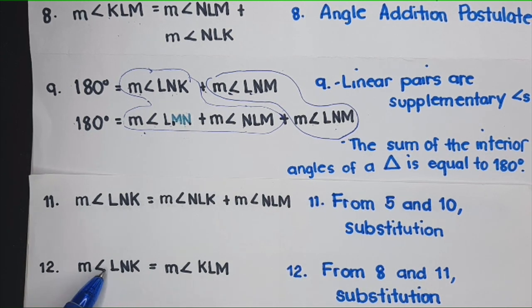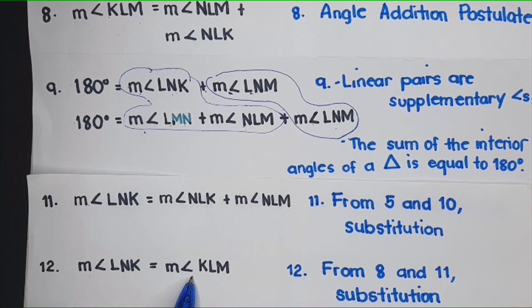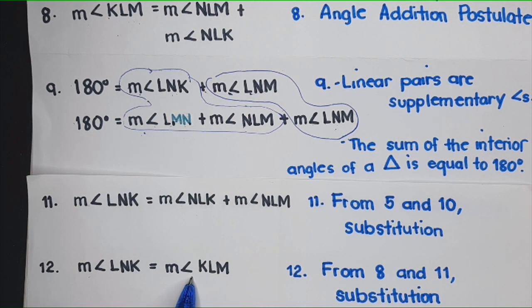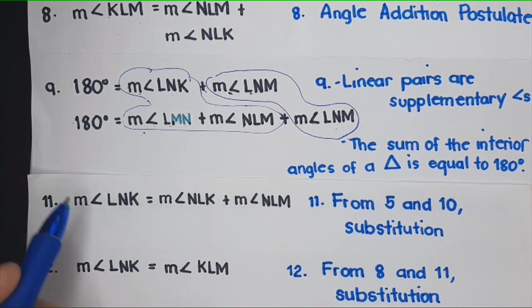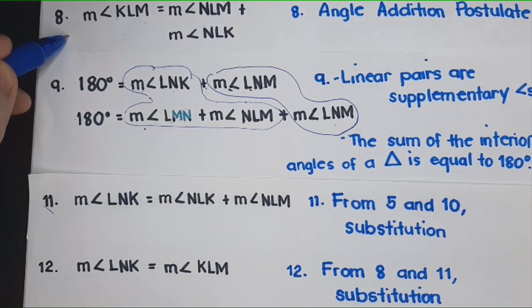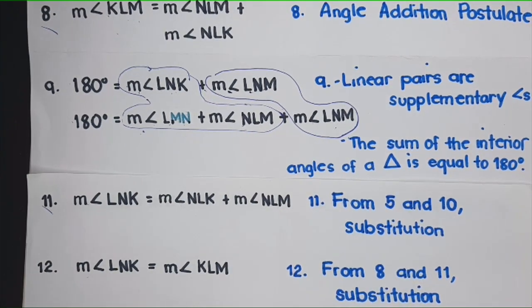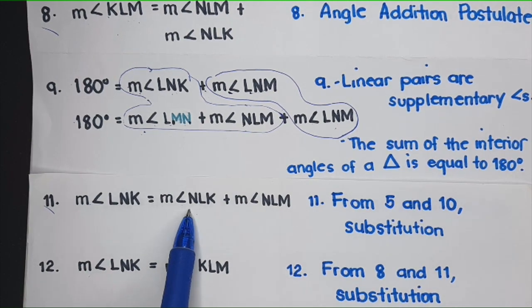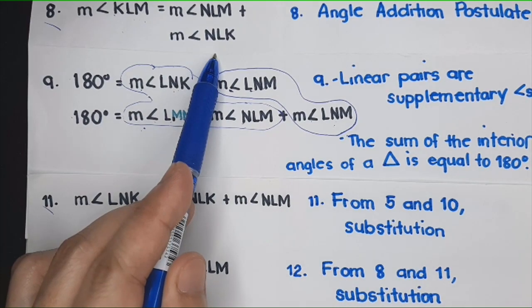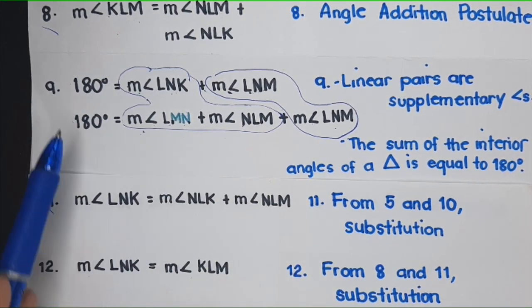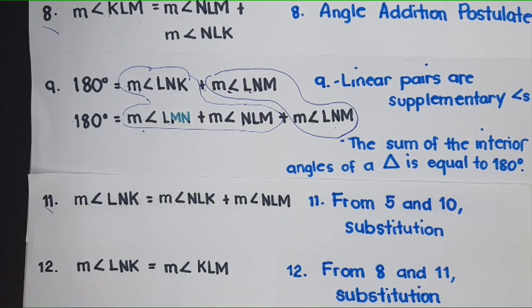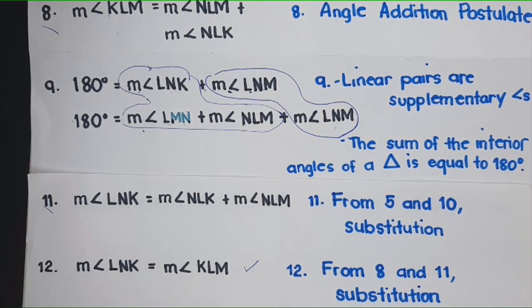The measure of angle LNK is equal to the measure of angle KLM. Where? From statements 8 and 11, we make substitution. Ito yung 11 at ito naman yung 8. And you can easily verify, right? Kasi pareho silang equal kay measure ng angle NLK, ayan o, okay, plus the measure of angle NLM. Okay? So that's why the measure of angle LNK is equal to measure of angle KLM. Ito yung 12th statement natin.